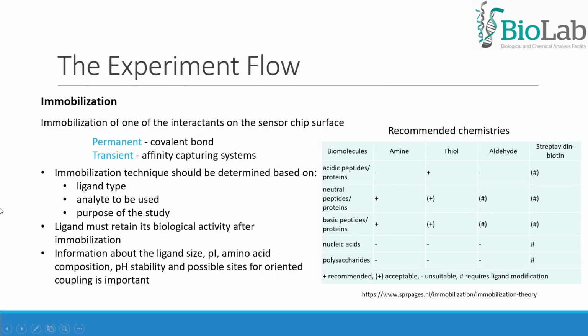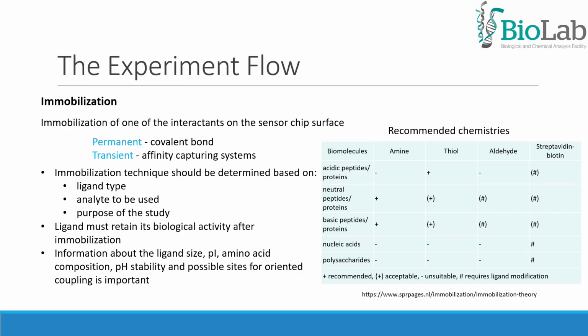The first step in the interaction analysis is immobilization of one of the interactants on the sensor chip surface. This immobilization can be permanent in the form of a covalent bond or transient by means of capturing. The immobilization technique should be determined based on the ligand type, protein, sugar, DNA, the analyte to be used, small or large interactants, and the purpose of the study, specificity, concentration, affinity, kinetics. In addition, the ligand must retain its biological activity after immobilization.